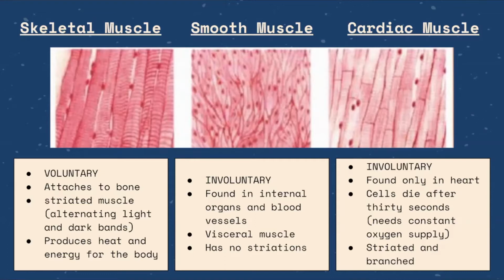We're going to go over it later in a different topic, but striated means, do you guys see the little lines in the skeletal muscle? That's what it means by striated. But in the smooth muscle, in the picture in the middle, it doesn't have that. It's just smooth. And cardiac muscle is also striated, and it also has branches. So smooth muscle is found in the internal organs of the body and in blood vessels. It is also called visceral muscle, and it has no striations.